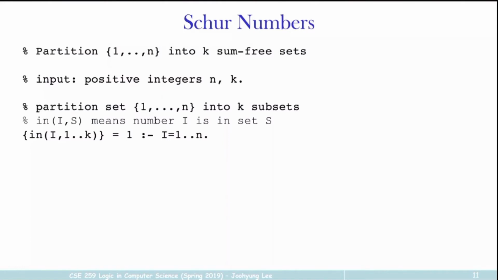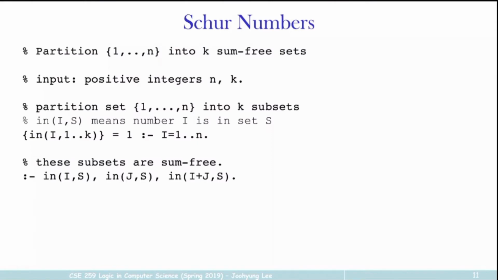How do we do that? We want to say each subset is sum free. We write this rule. If you have number I in the bucket S, and also you have another number, maybe J, which is not necessarily distinct from the first, but if you also have I plus J in the same set, then this violates the constraint.